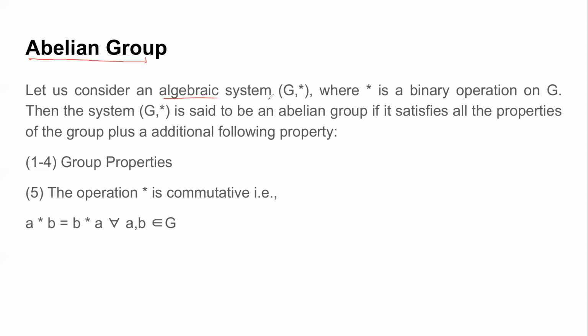Let us consider an algebraic system G with a binary operation star. This system is said to be an abelian group if it satisfies the first 1 to 4, all the group properties. What are those 4 properties? Closure, associative, identity, and inverse. Which means for any algebraic system to be an abelian group, first it should be a group itself. So whenever you are given an algebraic system and you want to show that it's an abelian group, the first thing you need to show is that it's a group itself. That means it satisfies the properties of closure, associativity, existence of identity, existence of inverse.